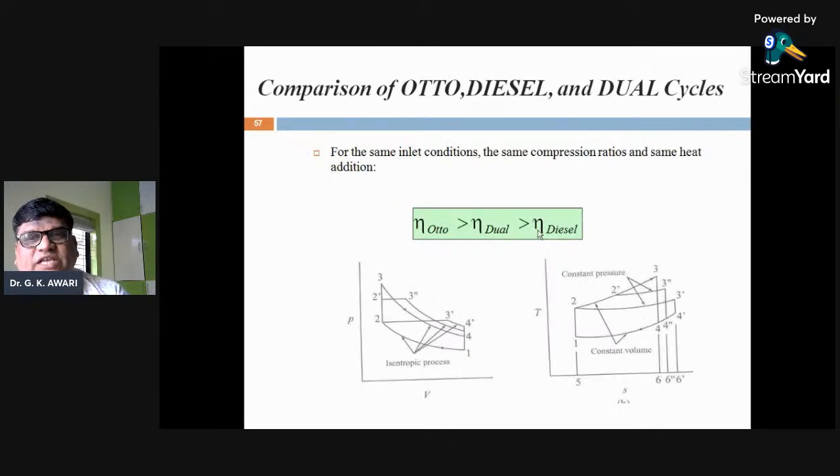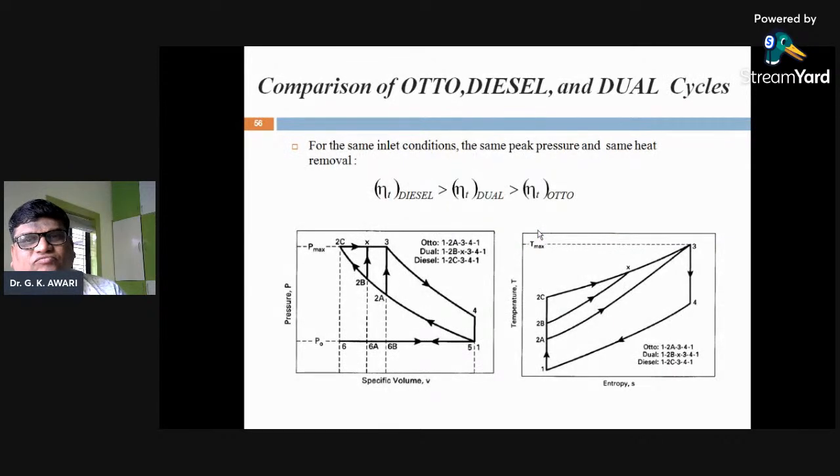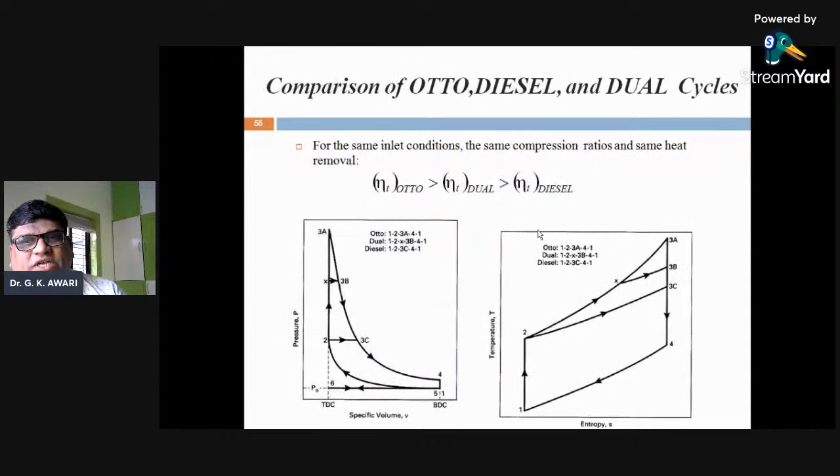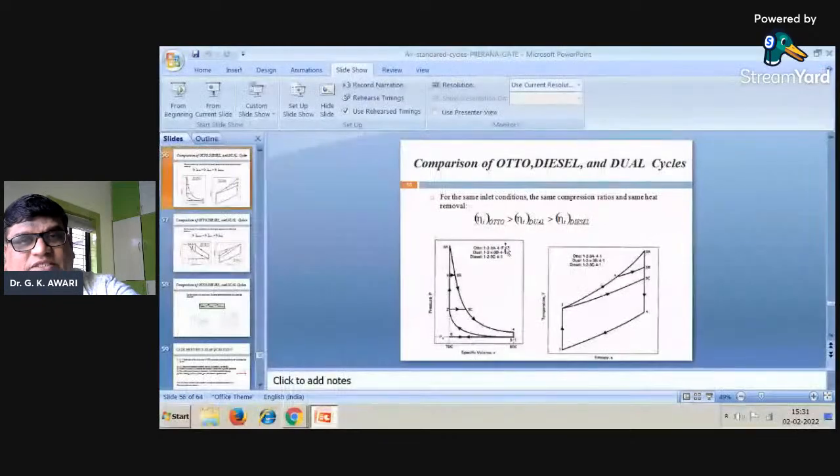So for the same inlet condition, the same compression ratio and the same heat addition, the efficiency of the Otto cycle is greater than the dual cycle, and the efficiency of the dual cycle is greater than the diesel cycle. So for the same inlet condition, the same peak pressure and the same heat removal, in the case of the diesel engine, the thermal efficiency is greater than the dual cycle and then the Otto cycle. So there are three, four conditions which you are seeing here. What is the first condition? Let me see here.